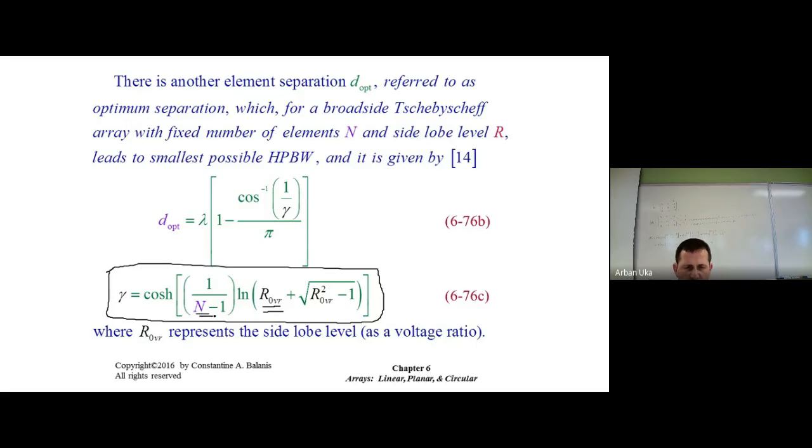This one we know. We're going to say what should be the distance for an antenna that can have n elements, but the ratio between the major lobe and the minor lobe is equal to R0. We just substitute all the values in this equation here. We get gamma. Then this gamma we insert here, and we determine what is the optimal distance between any two subsequent antenna elements.